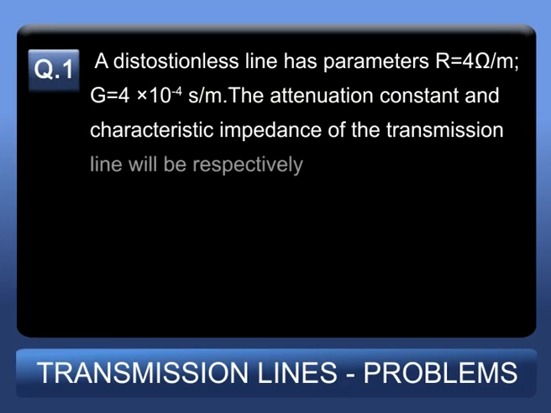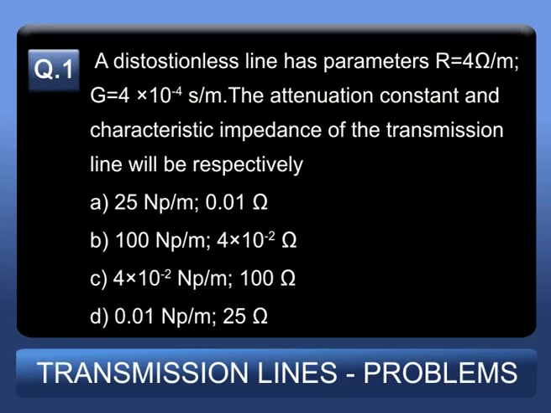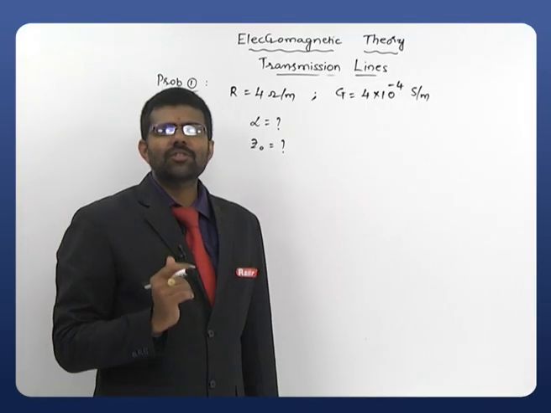Problem 1. A distortionless line has parameters R equals 4 ohm per meter and G equals 4 into 10 power minus 4 Siemens per meter. The attenuation constant and the characteristic impedance of the transmission line will be respectively. Options are given as A. 25 Napier per meter, 0.01 ohms; B. 100 Napier per meter, 4 into 10 power minus 2 ohms; C. 4 into 10 power minus 2 Napier per meter, 100 ohms; and option D is 0.01 Napier per meter, 25 ohms. Just observe the solution.